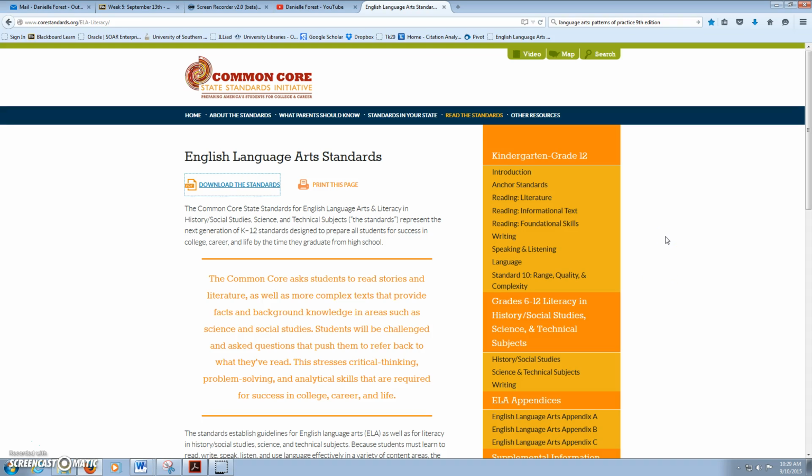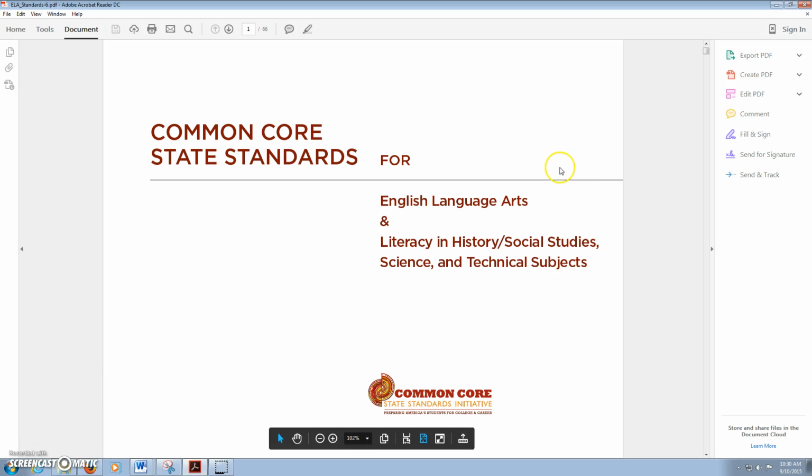So you can find the Common Core State Standards by going to coursestandards.org. And there is a page where you can actually download a PDF of the standards, and I have placed this direct link to this website that we're viewing right now on Blackboard, so you can easily access that and download it. So I've already downloaded the PDF of the Common Core State Standards for English Language Arts.